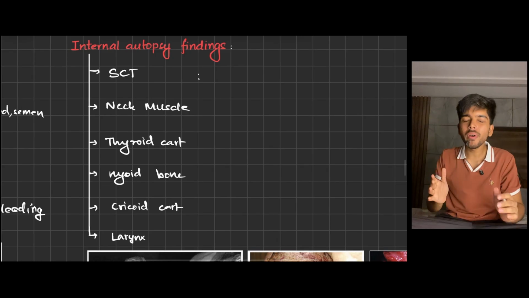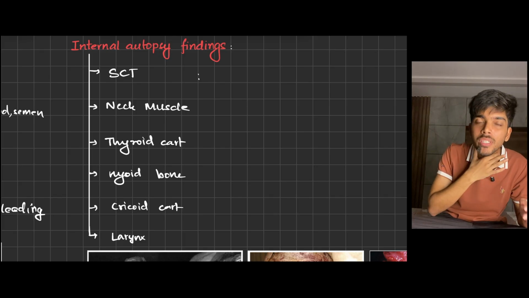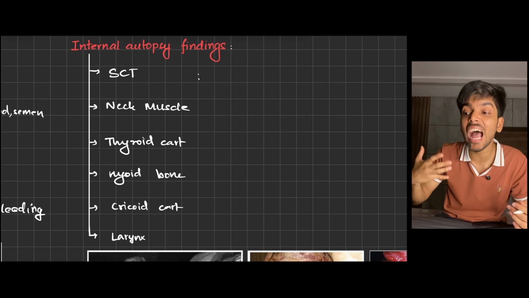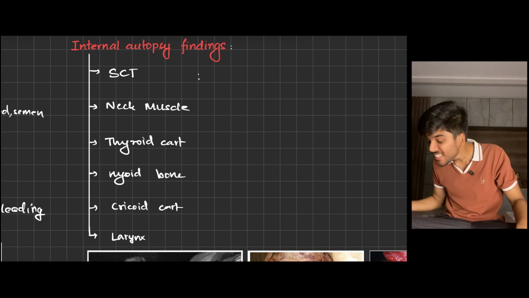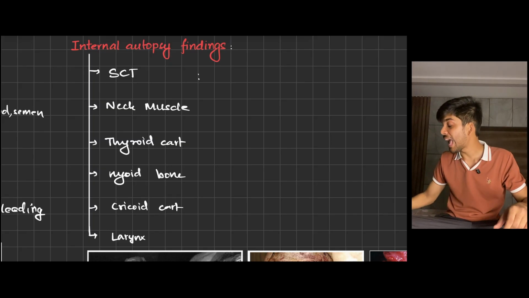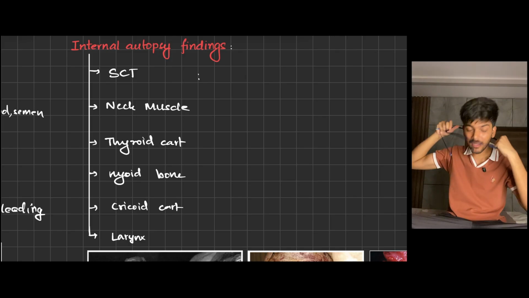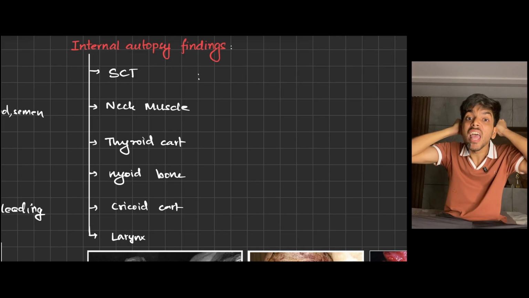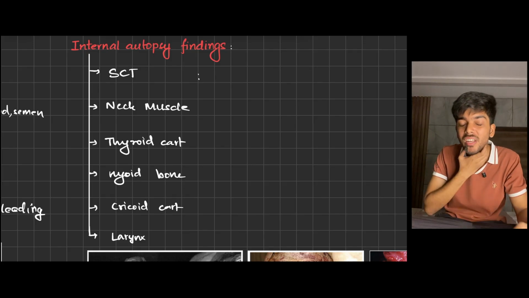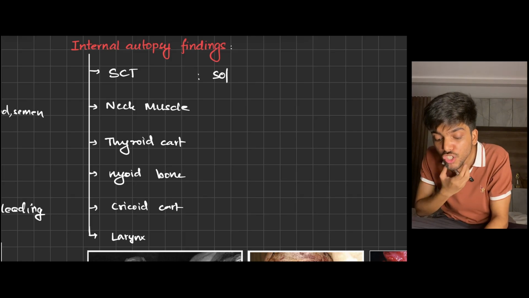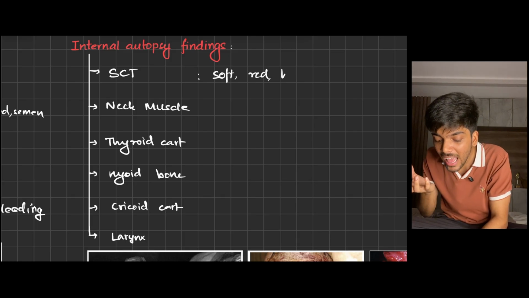Subcutaneous tissue. Remember, in hanging, the subcutaneous tissue was compressed for a long period of time. That is why it was white, glistening, hard, parchment-like. But in case of strangulation, your neck is compressed with extensive force, right? In hanging, it was compressed with less force for a long period of time. In strangulation, it's compressed with extensive force. Since subcutaneous tissue is compressed with extensive force, it becomes soft, red, and hemorrhagic.